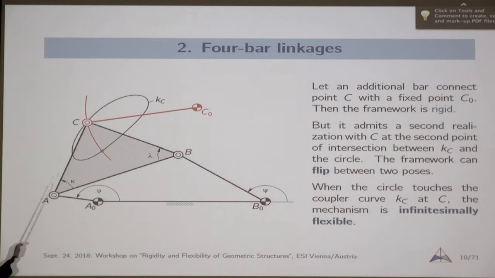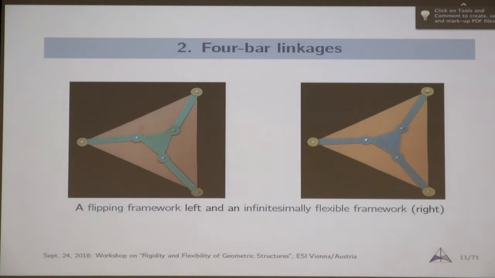If we add an additional bar, that means we connect this point attached to the coupler with a fixed point, then actually we get a rigid structure, because this distance admits only that C is movable on a circle. But we also note that there is a second point of intersection, and that means there is a second realization, and if this is sufficiently nearby, we get a flipping structure. Here is an example.